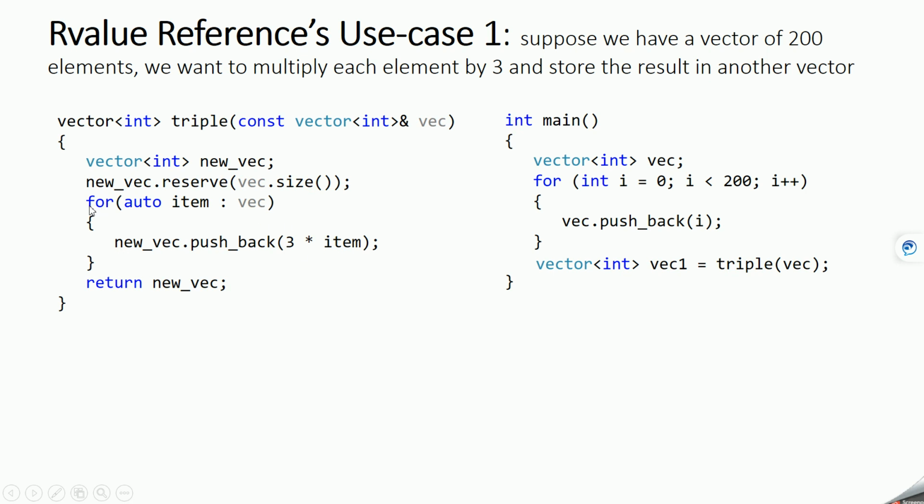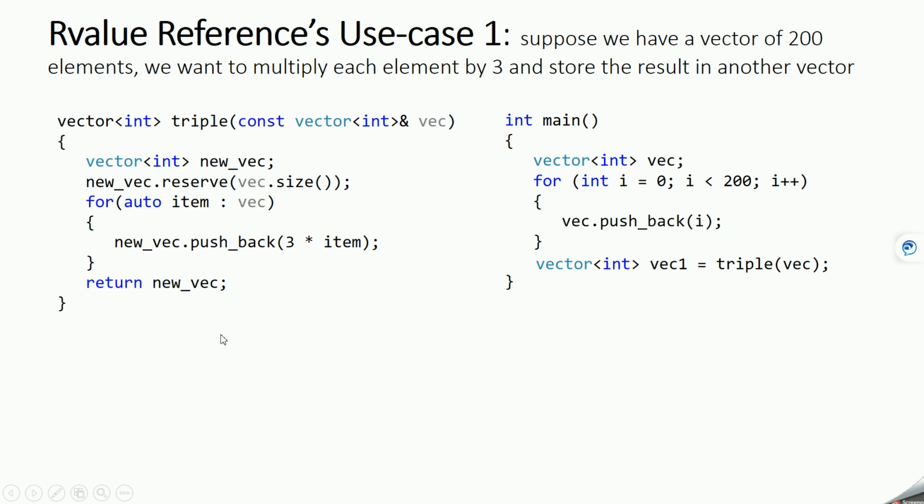If you don't know the concept of range based for loop and auto keyword, you can watch my video on this concept, and the link is given in the description below. So it will iterate over this vector that has been passed, and each item is multiplied by 3 and added into this newly created vector, and now it is returned.